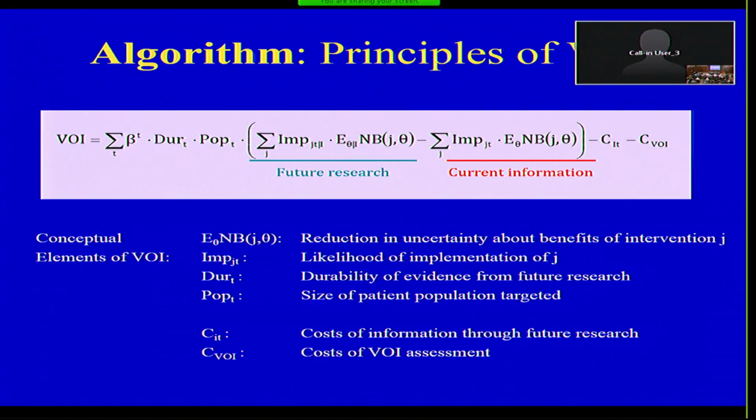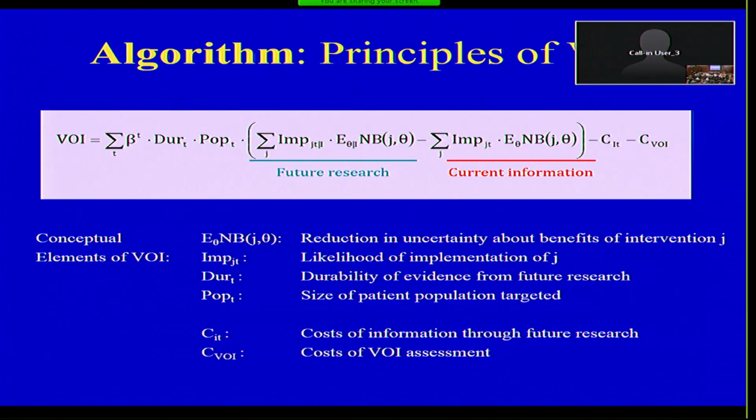So if you go to the next slide that says algorithm, this sort of describes the idea. It's, again, this sort of population health idea. What you see here is that it depends on the net benefit, likelihood of value of information and implementation, and then also durability and the number of people affected.